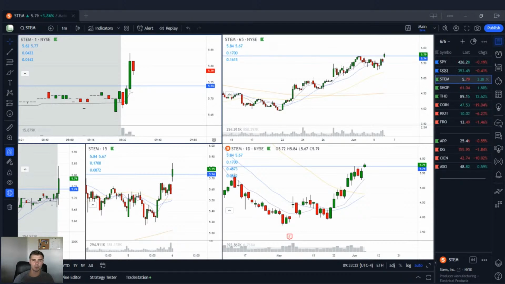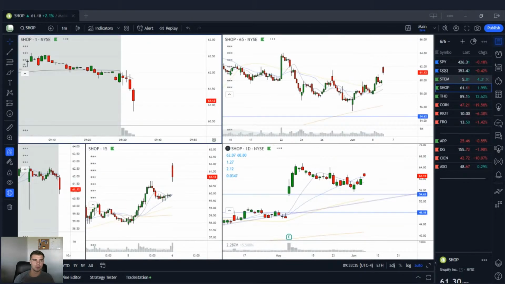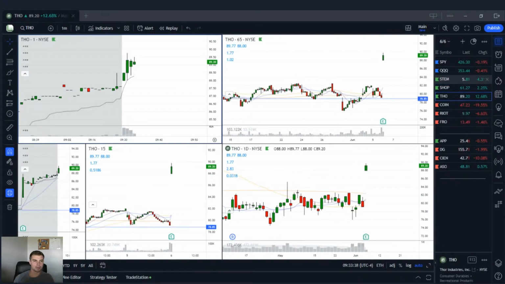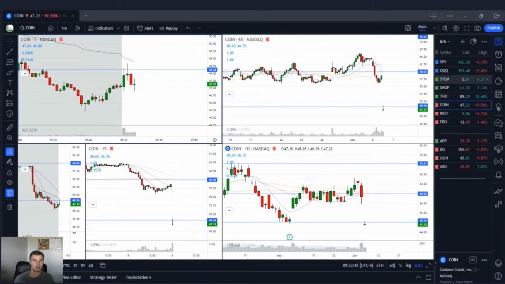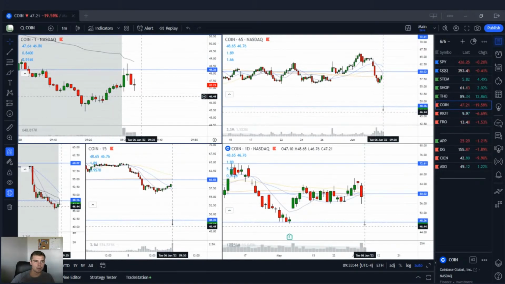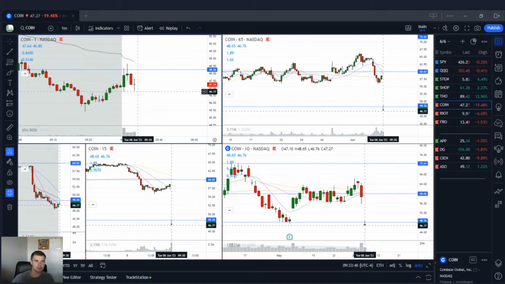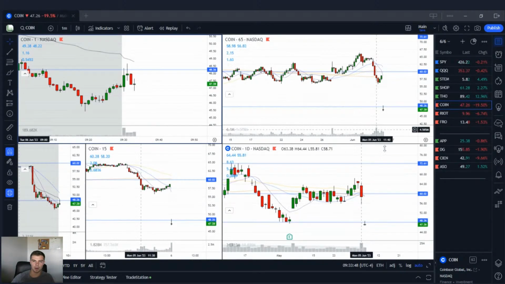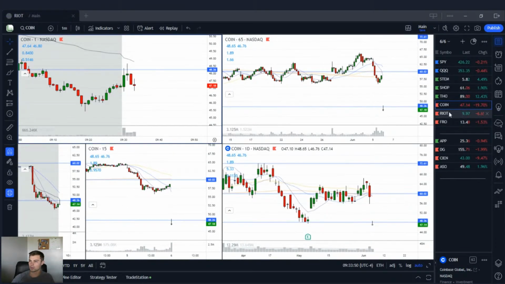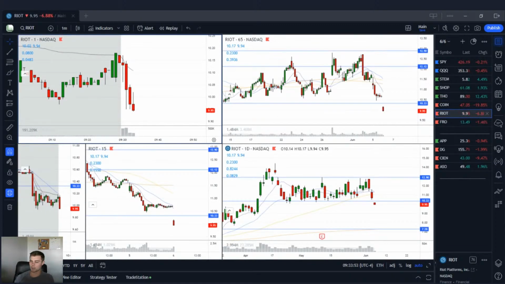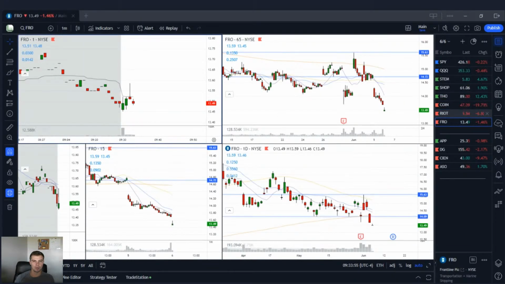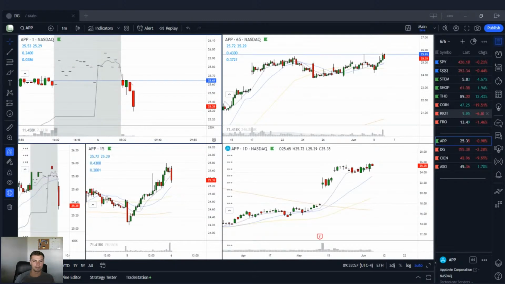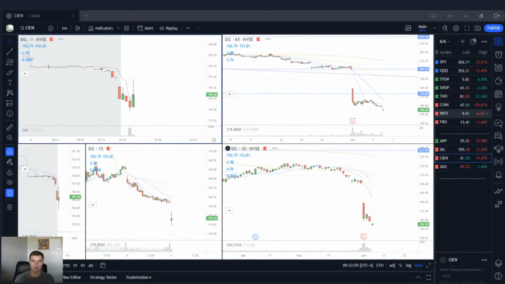Guys, Stem still has a lot of range left, so keep an eye on this one. Showing really good strength at the moment. Shopify's pulling in. The THO still hanging out, looking okay. Coinbase is looking a little bit interesting under that low of the day. Keep an eye on it. Watch Coinbase. Riot's kind of peekaboo down there. Fro moving up a bit. All right.